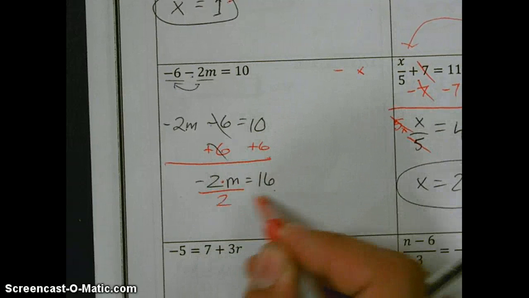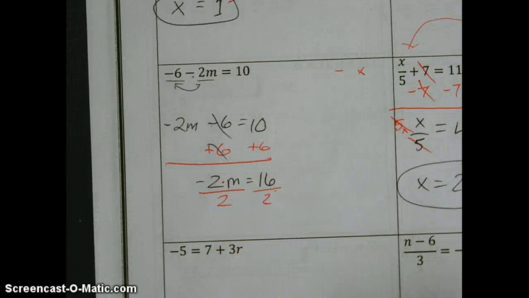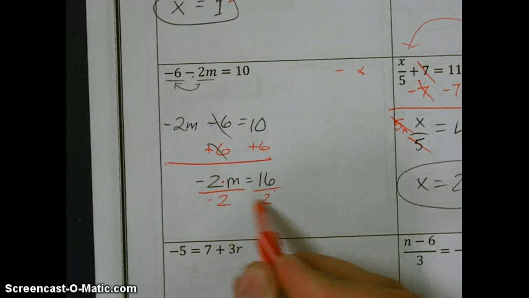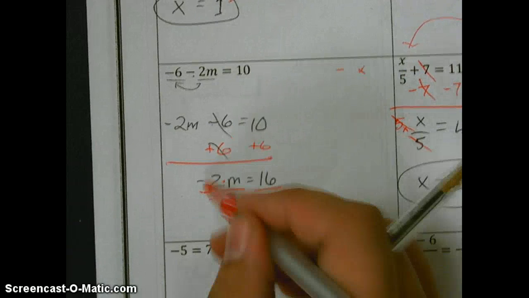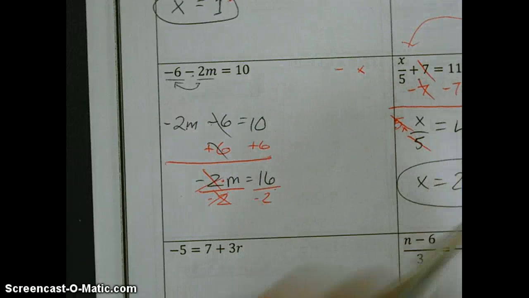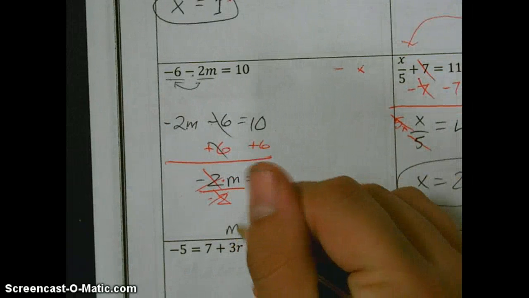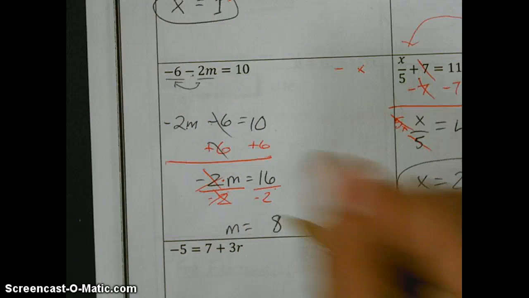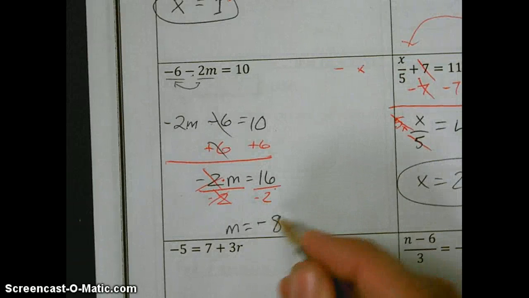We say that's negative 2 times m. Opposite of timesing is to divide. But what did I forget? We want to divide by 2, but not just 2, negative 2. That way the negative 2's cancel. And what are we left with? m equals, well, 16 divided by 2 is 8. We have one negative, so it stays as a negative.